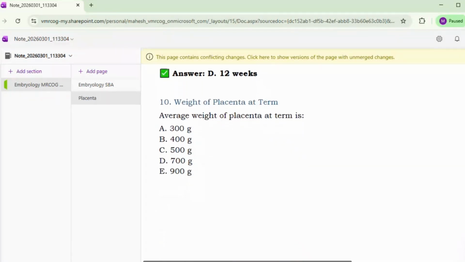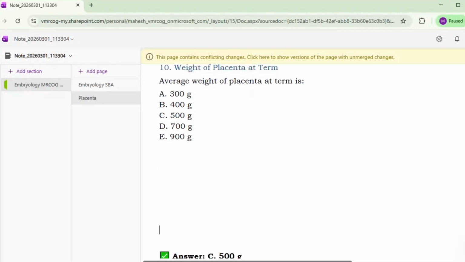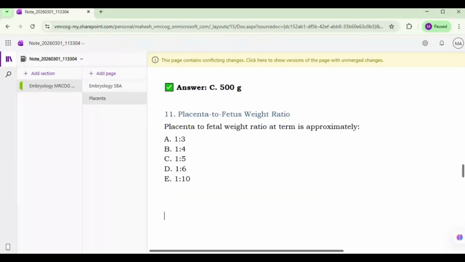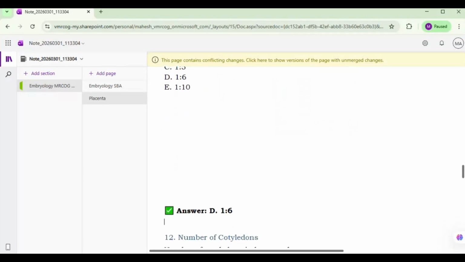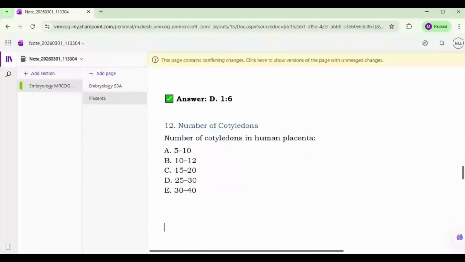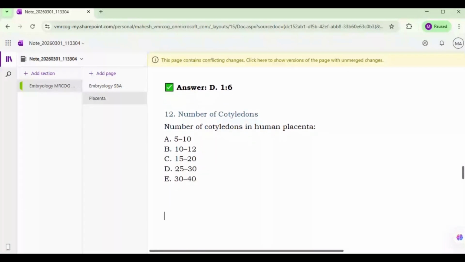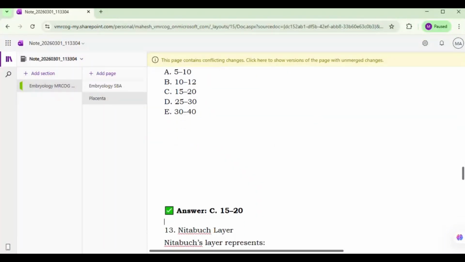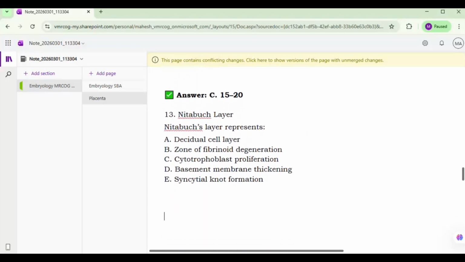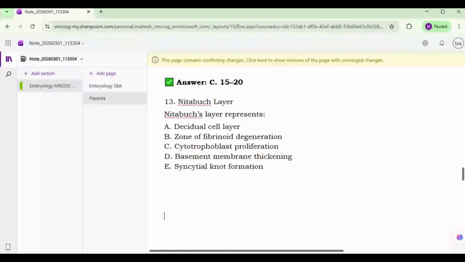Next. Weight of placenta at term is 500 gram. Placental to fetal weight ratio at term is 1:6, option D. Number of cotyledons in the human placenta is 15 to 20, option C. Next. The Nitabuch layer represents a zone of fibrinoid degeneration, option B.